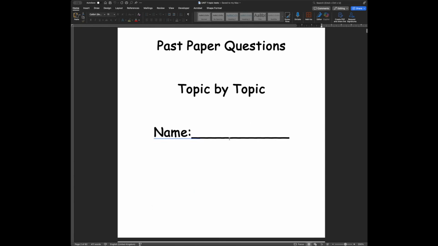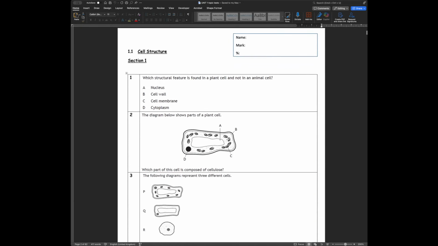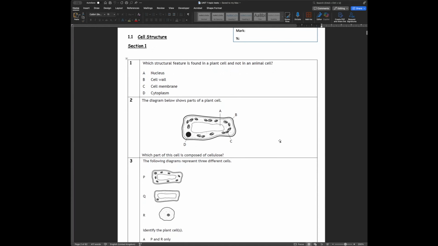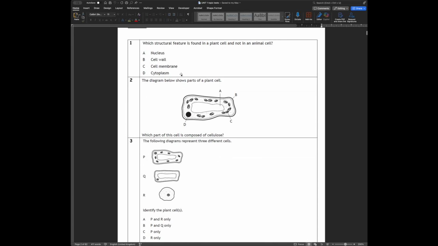Now, I've made up a little resource here, which I'll make available for you to download and have a look at, where I've put every past paper question, or until very recently, into a little pack where you can go through it topic by topic. And I think that's useful for revision after you do each topic. So let's go through some of the questions here together and we'll see how you get on.